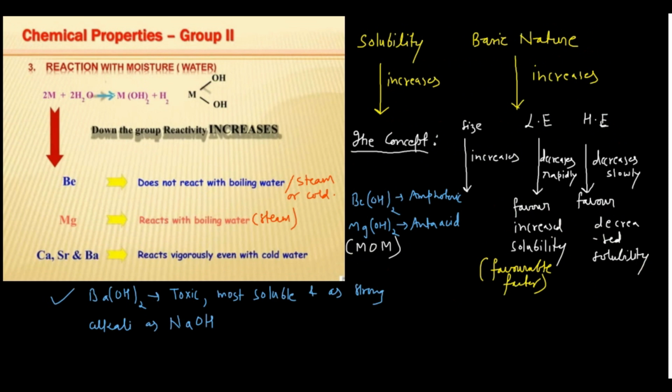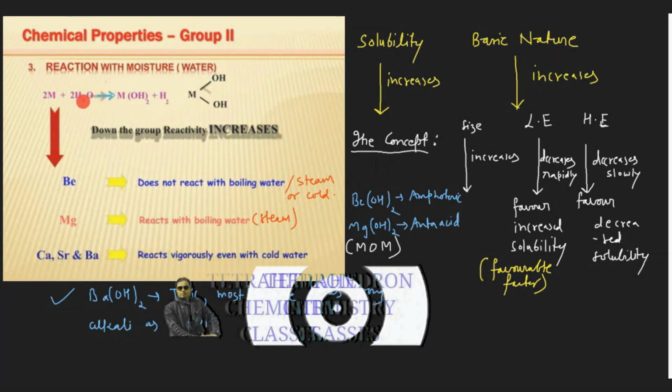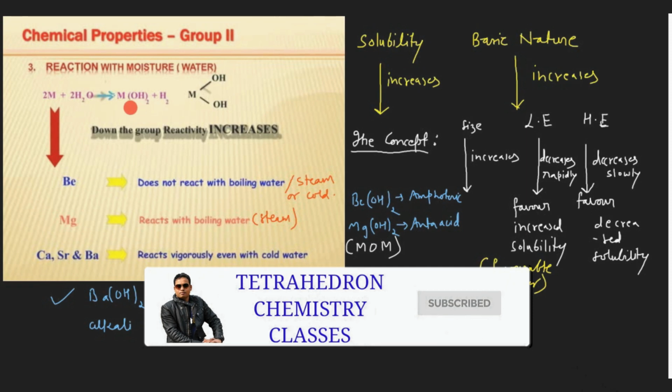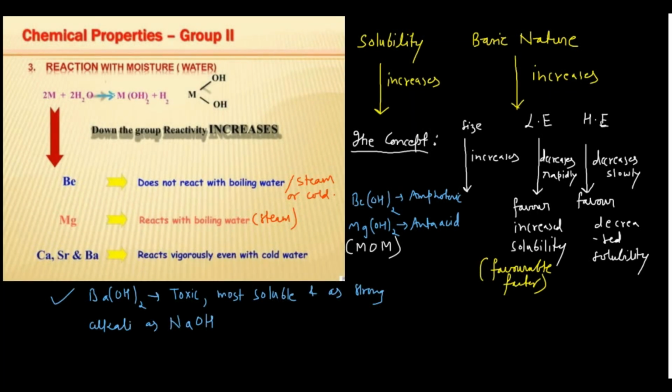Okay, now moving to the next one, reaction with water or moisture, another very important aspect. You take 2 equivalents of the metal, and they react with 2 equivalents of water and form the hydroxide, M(OH) twice, with the evolution of hydrogen. That means from the water they can remove the hydrogen. Say you are having magnesium and you dissolve it in water, it will form magnesium hydroxide and liberate hydrogen gas.